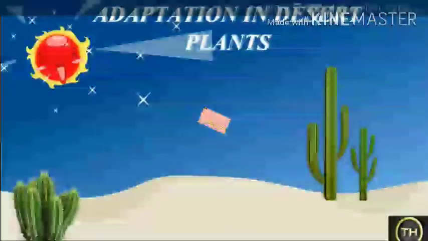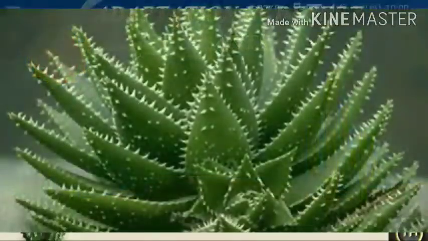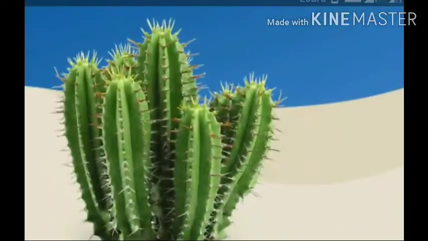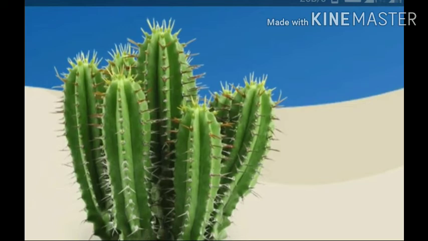Now, let's see adaptation in desert plants. Desert plants are either leafless or their leaves are like small needles or have been modified into thorns. Thorns means sharp pointed growth on the stem of a plant. As a result, they lose very little water by evaporation. The stem stores water and food and is therefore fleshy.